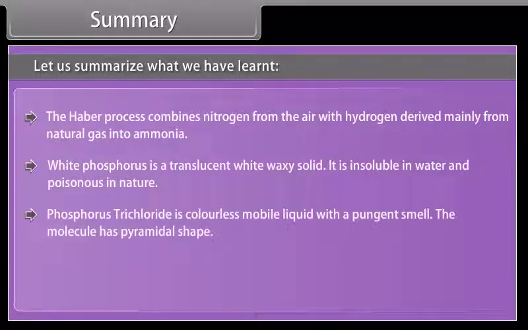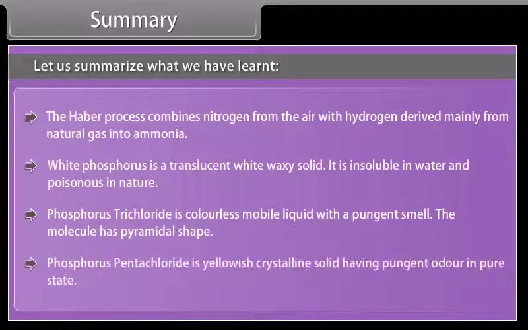Phosphorus trichloride is a colorless mobile liquid with a pungent smell. The molecule has pyramidal shape. Phosphorus pentachloride is a yellowish crystalline solid having a pungent odor in the pure state.